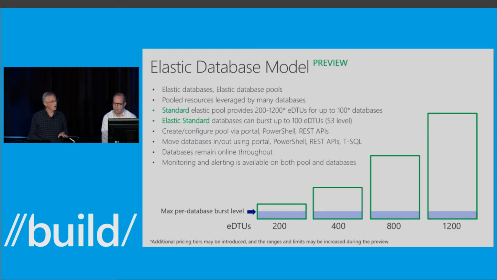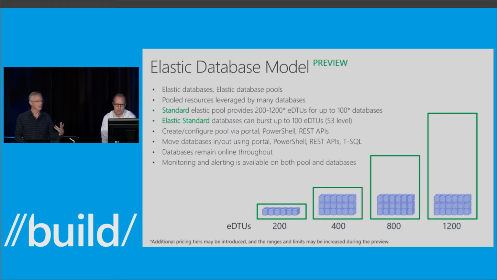One is the idea of the database burst level. I mentioned that the pool itself supports databases. A standard pool supports the same range of performance as a standard database, from 10 through 100 DTUs. So effectively, you've got a burst level. It's a max. If these boxes represent, each scaled to the height of the pool, 200, 400, 800, and 1200, which are the initial pool size offerings, then you can see how individual databases aren't going to burst all the way up to 1200 DTUs, but they get to burst to this standard level. But what I can do with this is put into it a large number of databases.